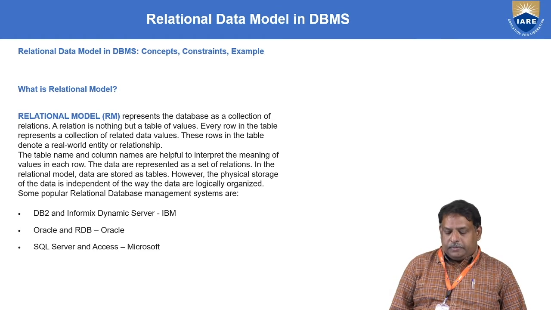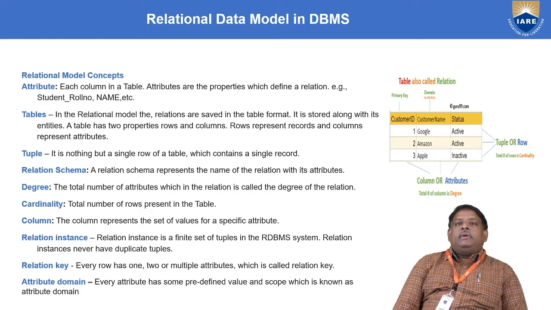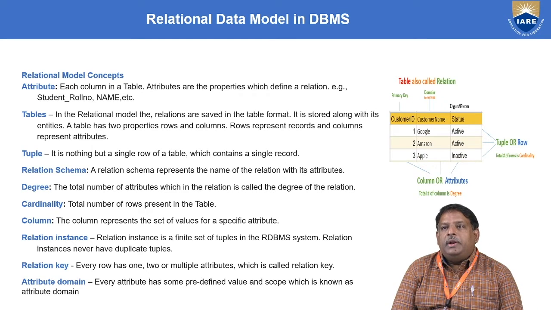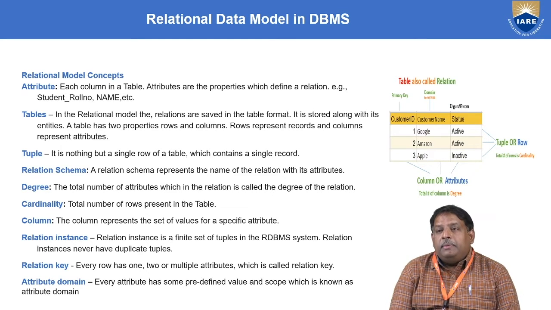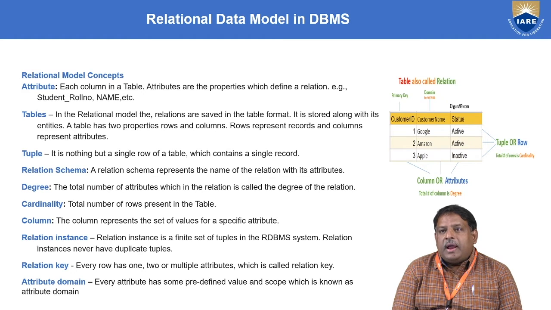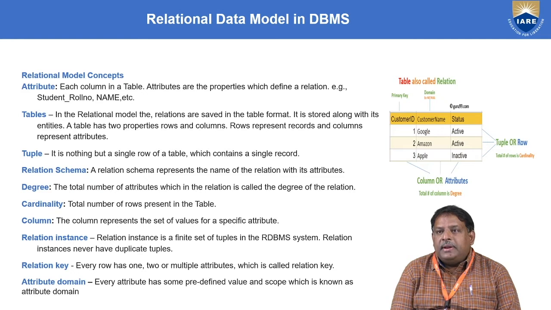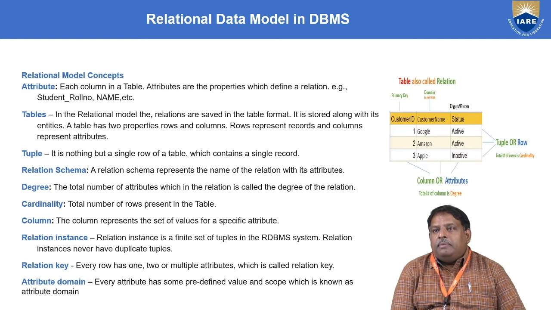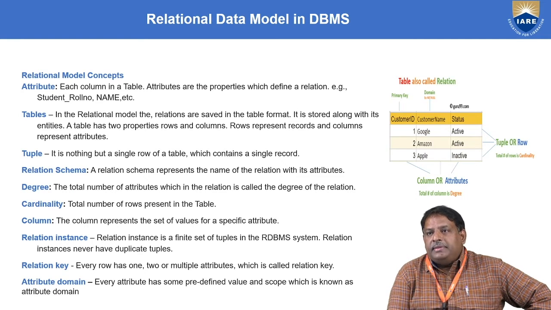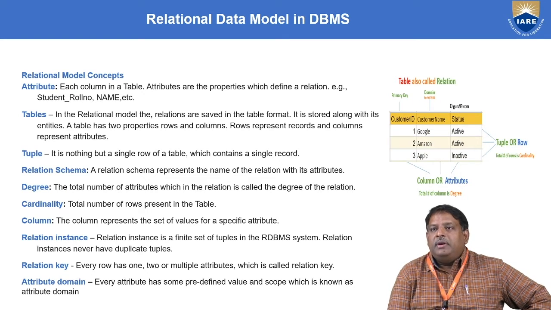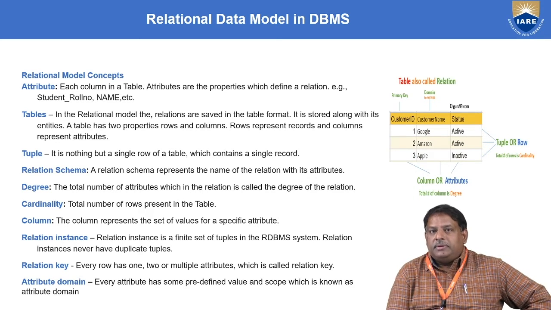Next, we will try to understand a few concepts of the relational model. A table will contain rows and columns, right? In this customer example, customer ID is a column, customer name is a column, status is a column. These three are the columns, whereas rows 1, 2, 3 represent 3 different values stored in the table called customers.